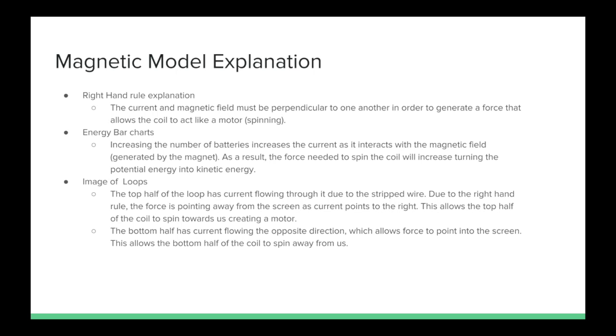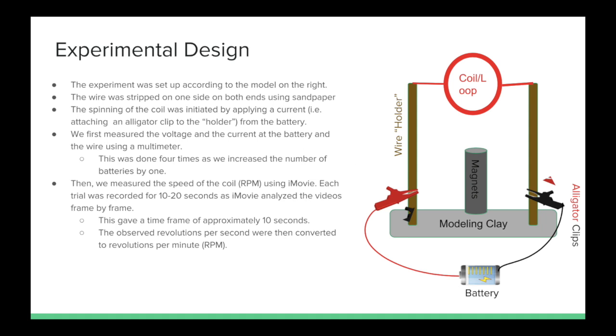Our last model represents the current and force in both halves of our loop. The top half of the loop possesses a current to the right and a force away from the screen, allowing it to spin towards us. When we flip the loop so that the bottom half is now on the top, we see the exact opposite direction of current and force. The current is pointing to the left and the force is pointing away from us.